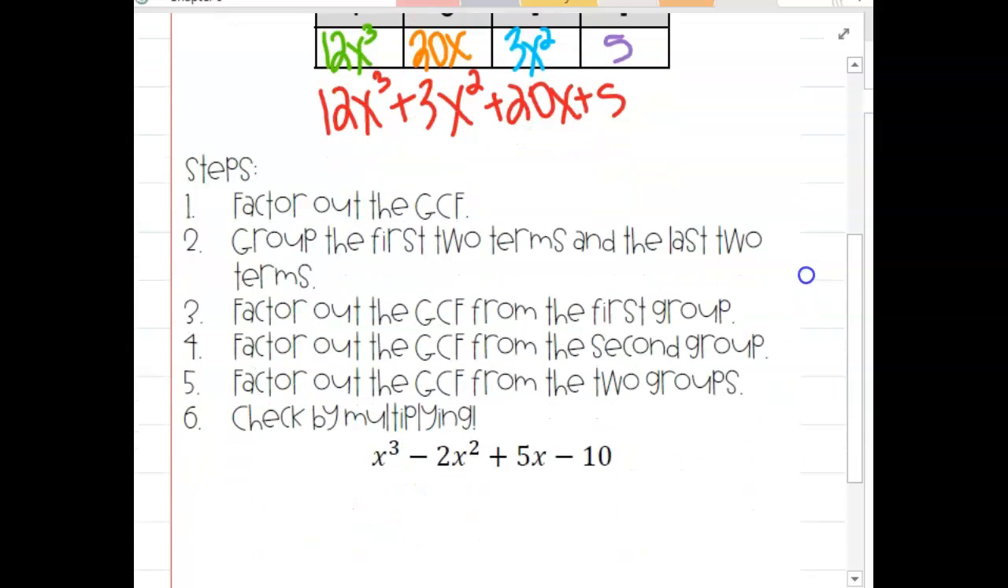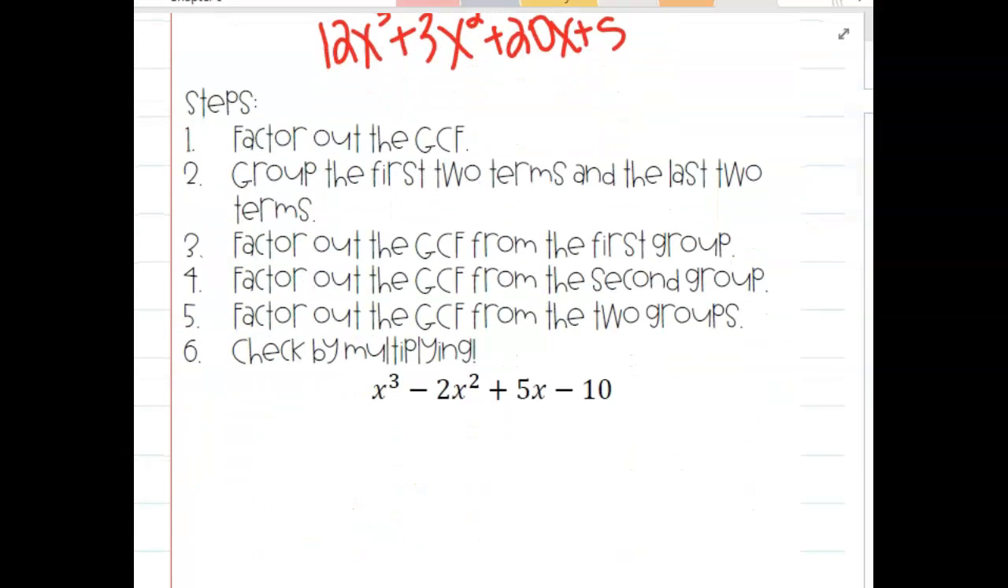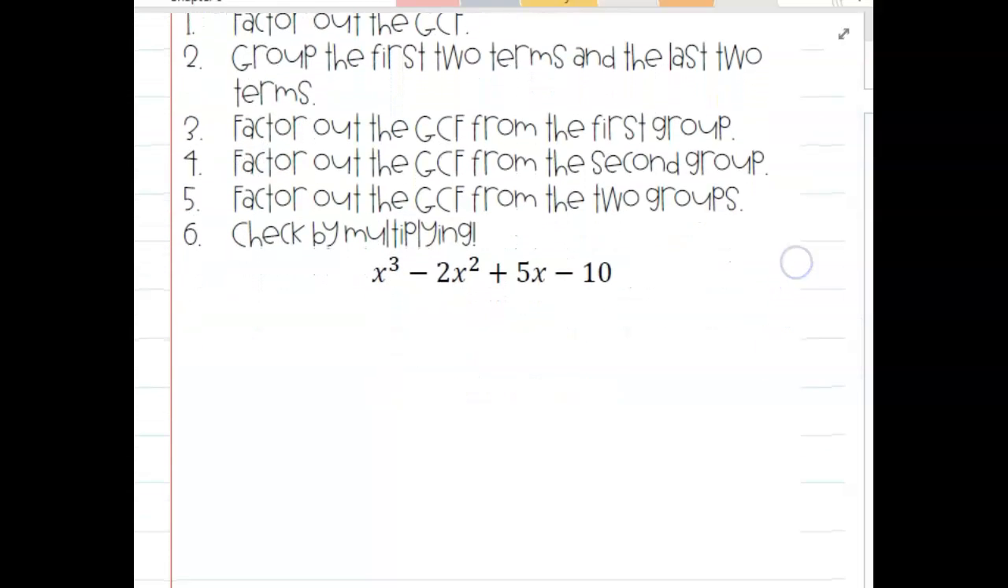Okay, so here's how we're going to do factor by grouping. It's pretty simple because you just kind of do the same thing twice. The first thing we're always going to check for is the greatest common factor. Now there's 4 terms, so we have to check an extra second. So x cubed, x squared, x, 5x, and 10. They don't have anything in common.